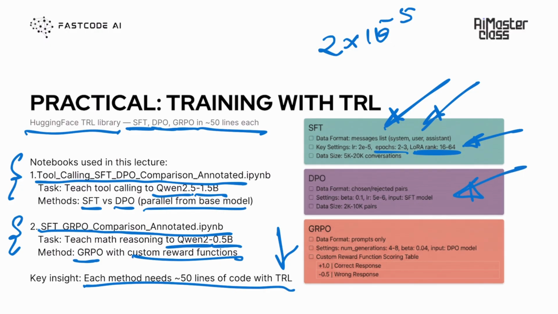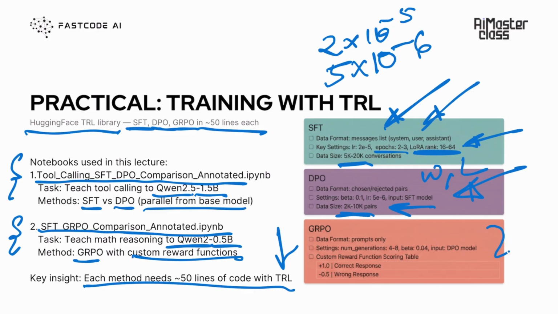In DPO, the data is basically the winners and the losers, and the settings are here. We use a learning rate such as 5 times 10 to the power minus 6. And we only have, let's say, 5 to 20,000 pairs.